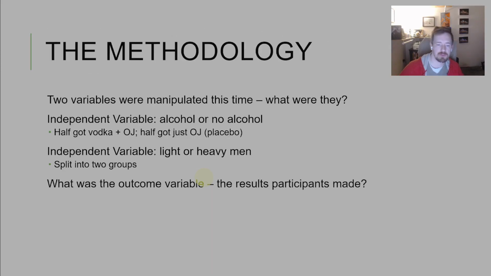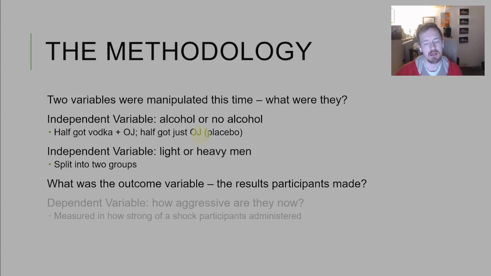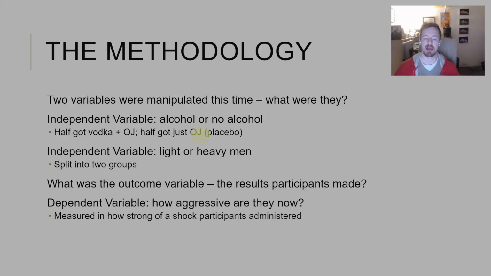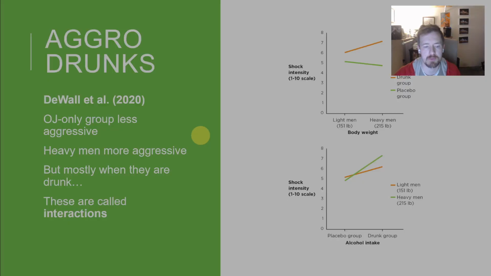And this just reiterates what I was saying here. So we have the two independent variables, where we're talking about people that are light versus heavy, and also talking about people that drink alcohol and people that do not drink alcohol. So the half that just got the OJ, we would call that the placebo, right? To see whether or not the expectation of drinking alcohol has any effect on aggressiveness. So the dependent variable is how strong was the shock that participants measured.